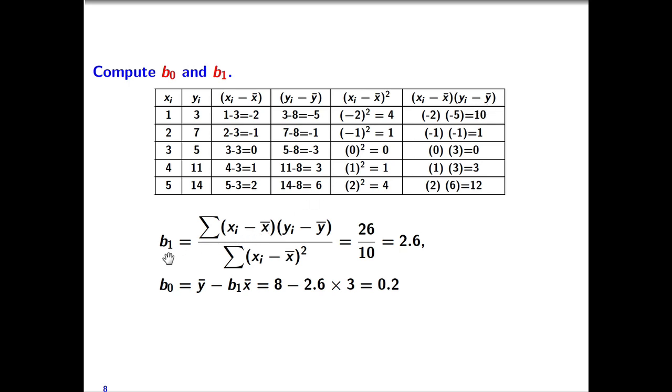So b1 equals 26, you add them up, so this is 26 over 10, equals 2.6. And b0 equals y bar minus b1 x bar. This is equation 14.7, and this is equal to 8 minus 2.6 times 3, which is 0.2.